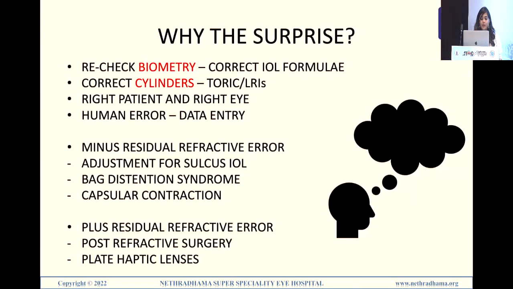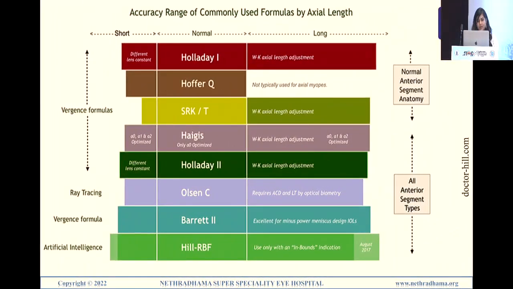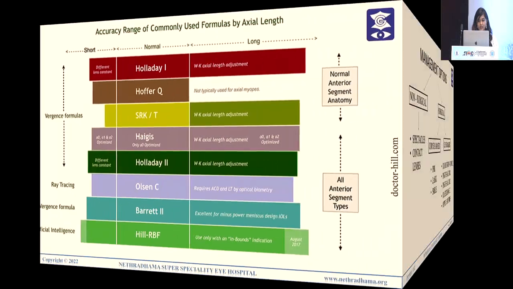The possible causes for minus residual refractive errors are adjustments for sulcus IOLs. If you've placed the lens in the sulcus and not made an adjustment for the lens power, this can happen. Back distension syndrome, where the IOL is rotated in the bag or it sits a little anteriorly in the bag. Capsular contraction syndrome, all of these cause minus residual refractive errors, and the plus errors are mainly post-refractive surgery and are more common with plate haptic lenses. So this was already discussed by Dr. Gaurav. I'm going to skip this slide.